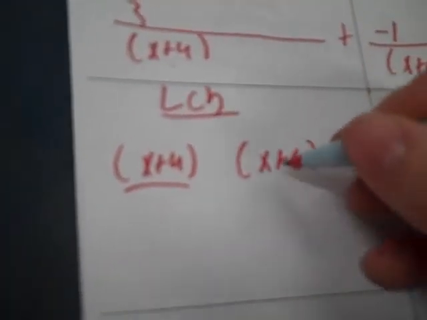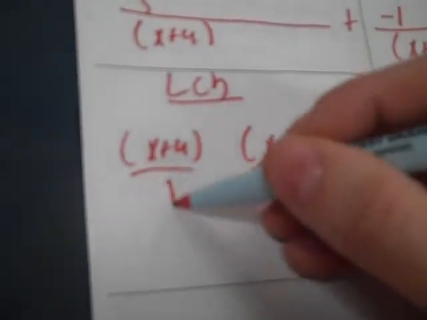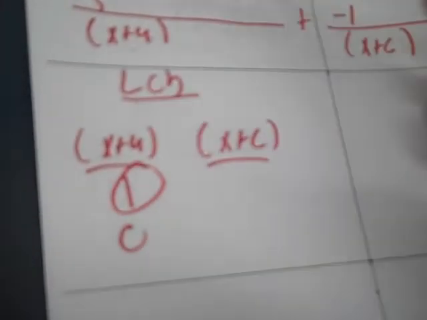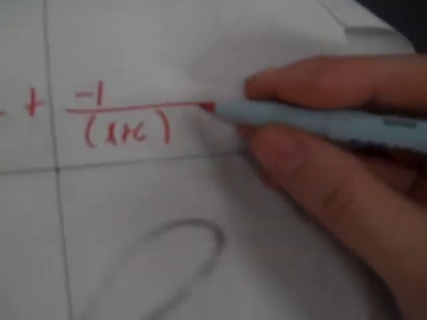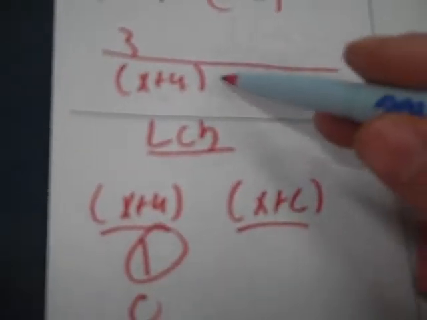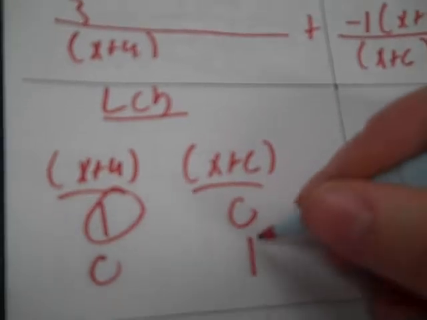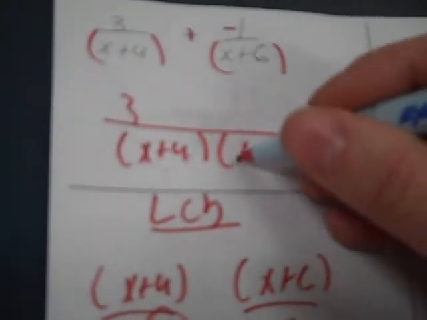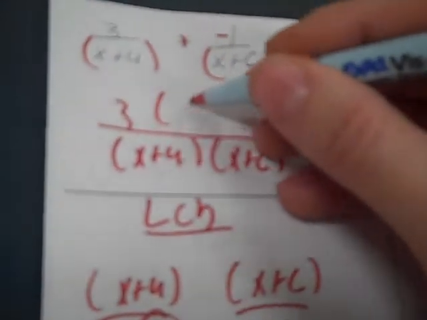Okay, so I have the parentheses x plus 4, and then I have the parentheses x plus 6. Now we count up how many x plus 4s. 1, 0. We need to add so they both have 1. So parentheses x plus 4, parentheses x plus 4. X plus 6, we got 0 and 1. So we need to make it so they both have 1. Parentheses x plus 6, parentheses x plus 6. Common denominator has been found. It's x plus 6 times x plus 4.